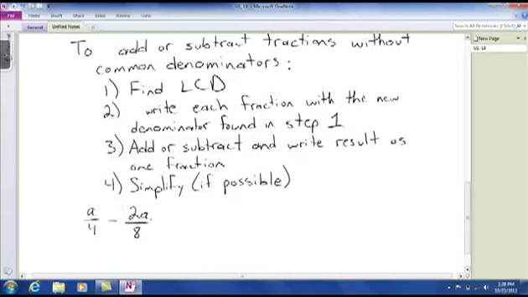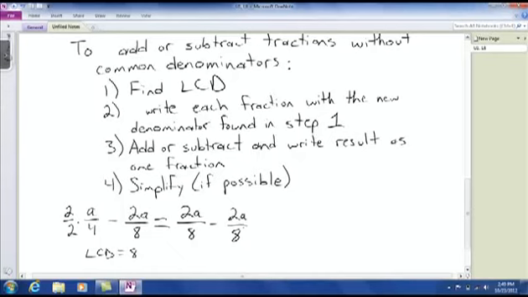Looking at the denominators, we've got a 4 and an 8. Hopefully, it's pretty clear to you that in this case, our least common denominator is just going to be 8. 4 goes into 8. So what do I need to do to make this 4 become an 8? I need to multiply it by 2. But if I multiply it by 2 on the bottom of the fraction, I have to do the same thing on top. If I don't do the same thing to the top and the bottom of the fraction, I've changed the problem completely. So now I have 2a over 8 minus 2a over 8.